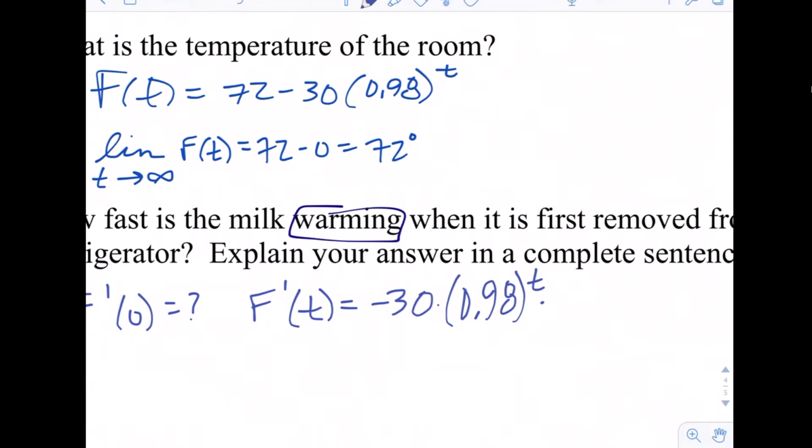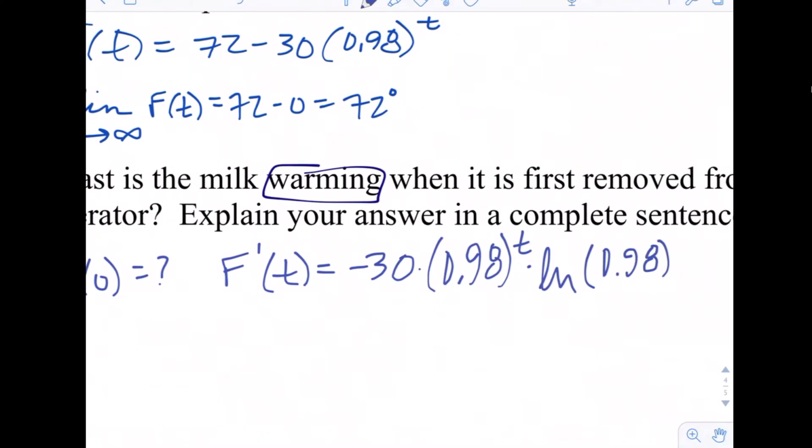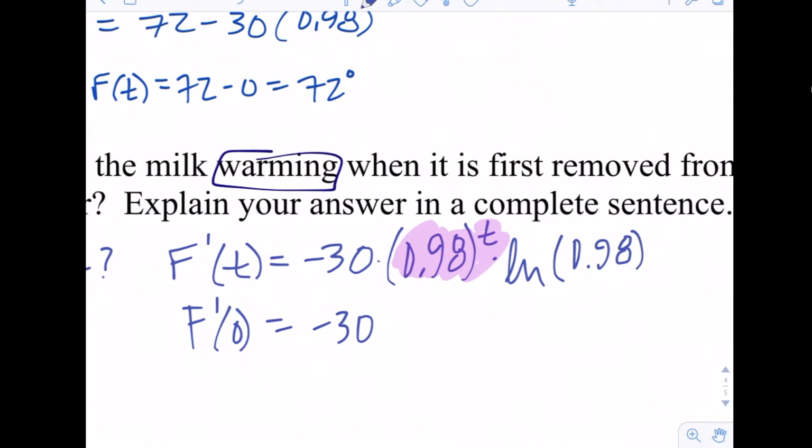The derivative of any exponential function is itself times what? ln of the base, which is 0.98, times the chain rule, the derivative of t with respect to t, which is just 1. So there's the derivative. Now let's plug in a 0, f prime of 0, and we get negative 30 times... And what happens to this middle factor here when we plug in a 0 for t? It becomes 1, okay? Very zen. The natural log of 0.98.